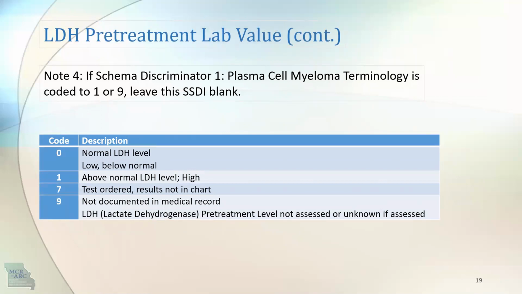This is the LDH pretreatment lab value table. Note 4: if schema discriminator is 1, plasma cell myeloma terminology is coded to 1 or 9, and leave this SSDI blank. You can code 0 for normal LDH level or low below normal. Code 1 for above normal LDH level or high. Use code 7 for test ordered, results not in chart. Or you can code 9 for not documented in medical record, or LDH pretreatment level not assessed or unknown if assessed.